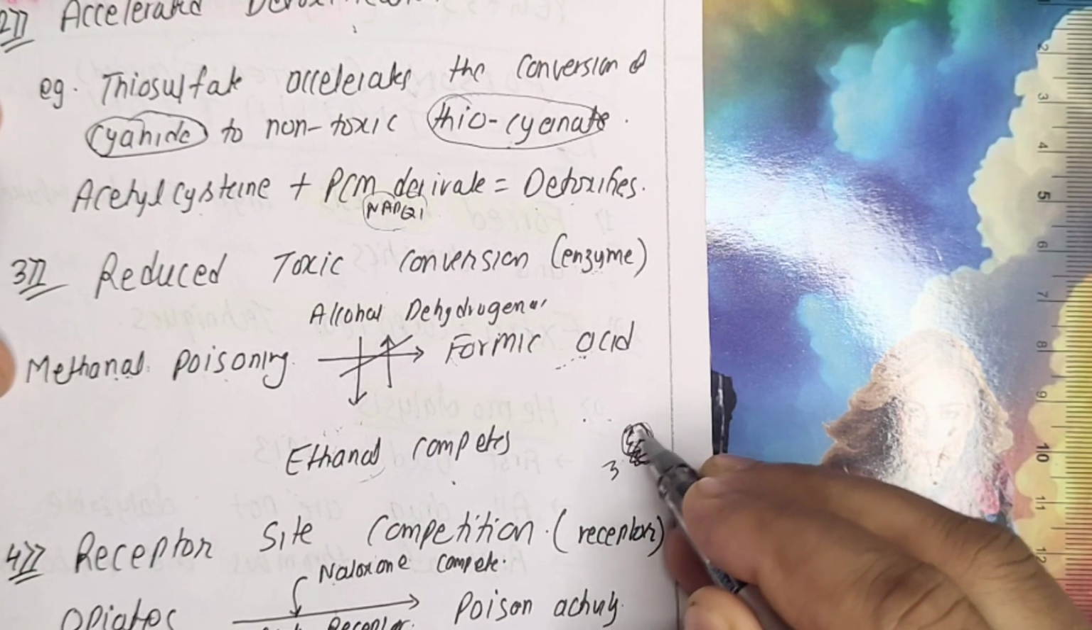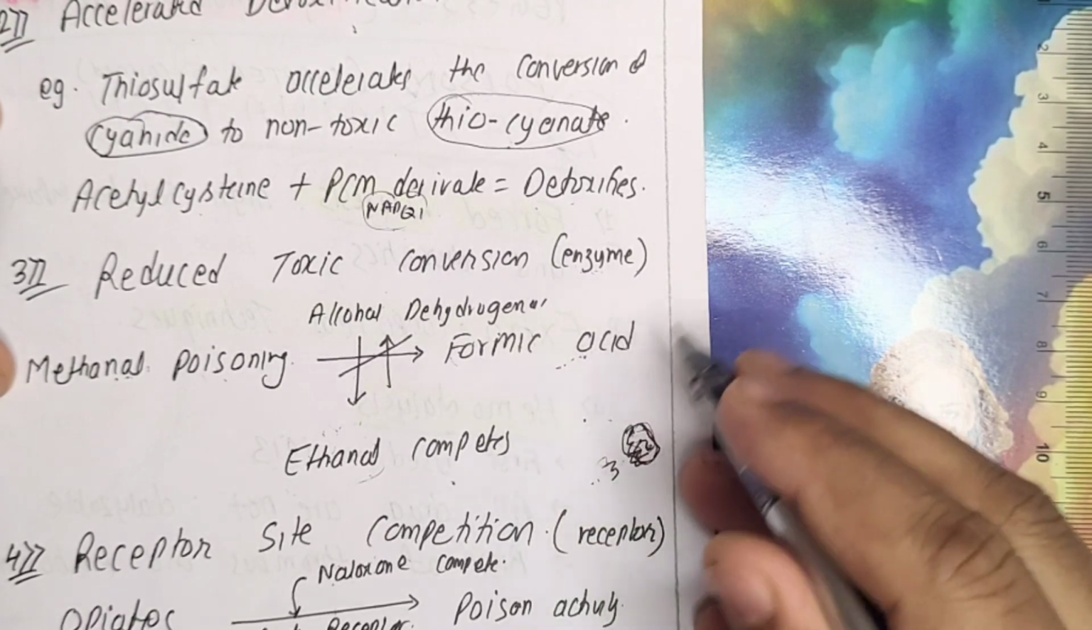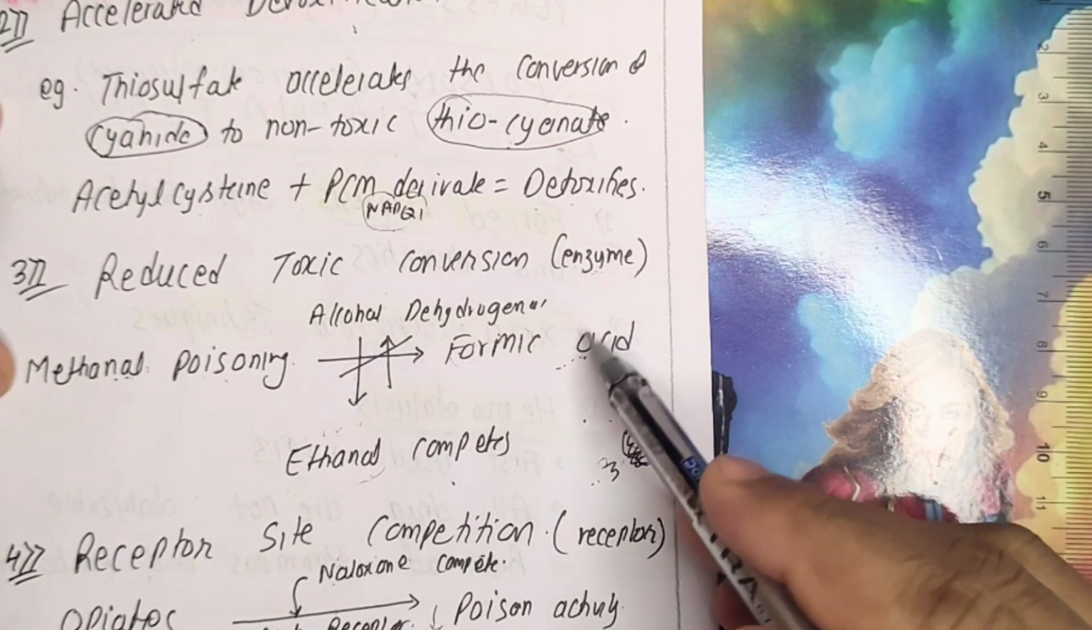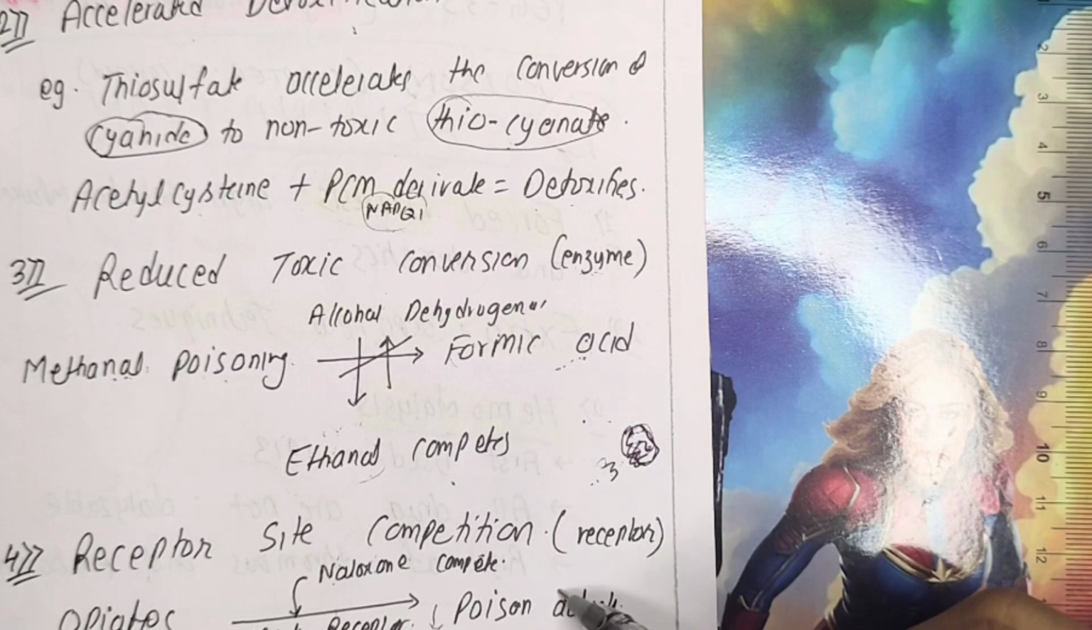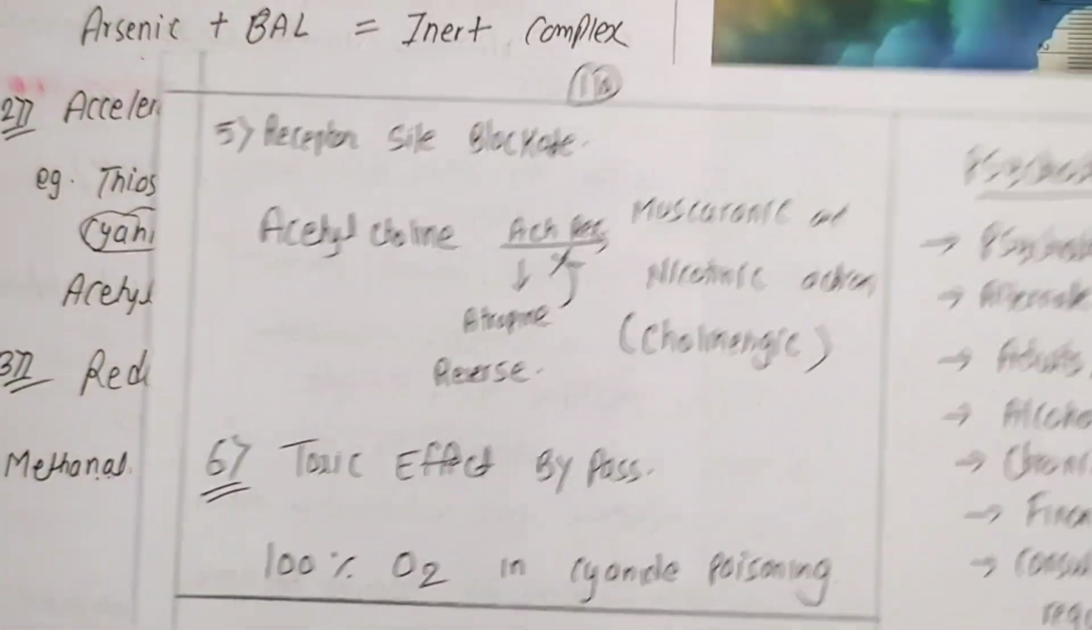Now this receptor is no more available for the opiate. This opiate will simply roam in our body. After some time it will get eliminated through the kidney. Now this poisonous activity is reduced. This is called receptor side competition. This was enzyme side competition, and this is receptor side competition. Hope we have understood this.